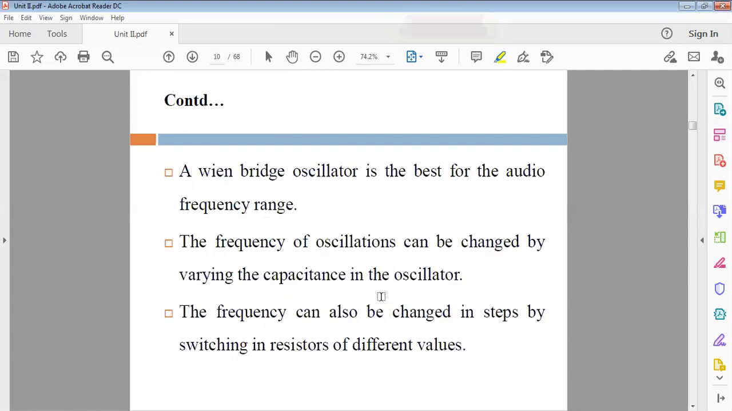Now we'll see. So a Wien-Bridge oscillator is the best for audio frequency range. So we are using Wien-Bridge oscillator here. The frequency of oscillations, we can change the value of the frequency by varying the value of the capacitance. And frequency can also be changed in steps by switching the resistors in of different values.